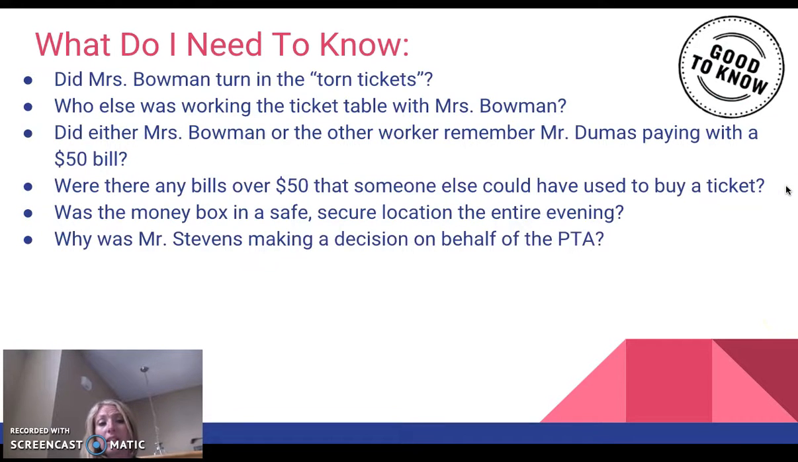What do I still need to know? I need to know, did Mrs. Bowman ever turn in those tickets that she claimed were torn? It also mentioned that there were 4 parent volunteers total, 2 working concessions and 2 working ticket sales. So I know Mrs. Bowman was one of the ticket takers, but I don't know who the other adult was. I don't know, did Mrs. Bowman or the other ticket taker remember Mr. Dumas paying with that $50 bill? Were there any bills over $50 that maybe somebody else used to buy their ticket, and therefore they used that $50 bill to give change back to that individual?